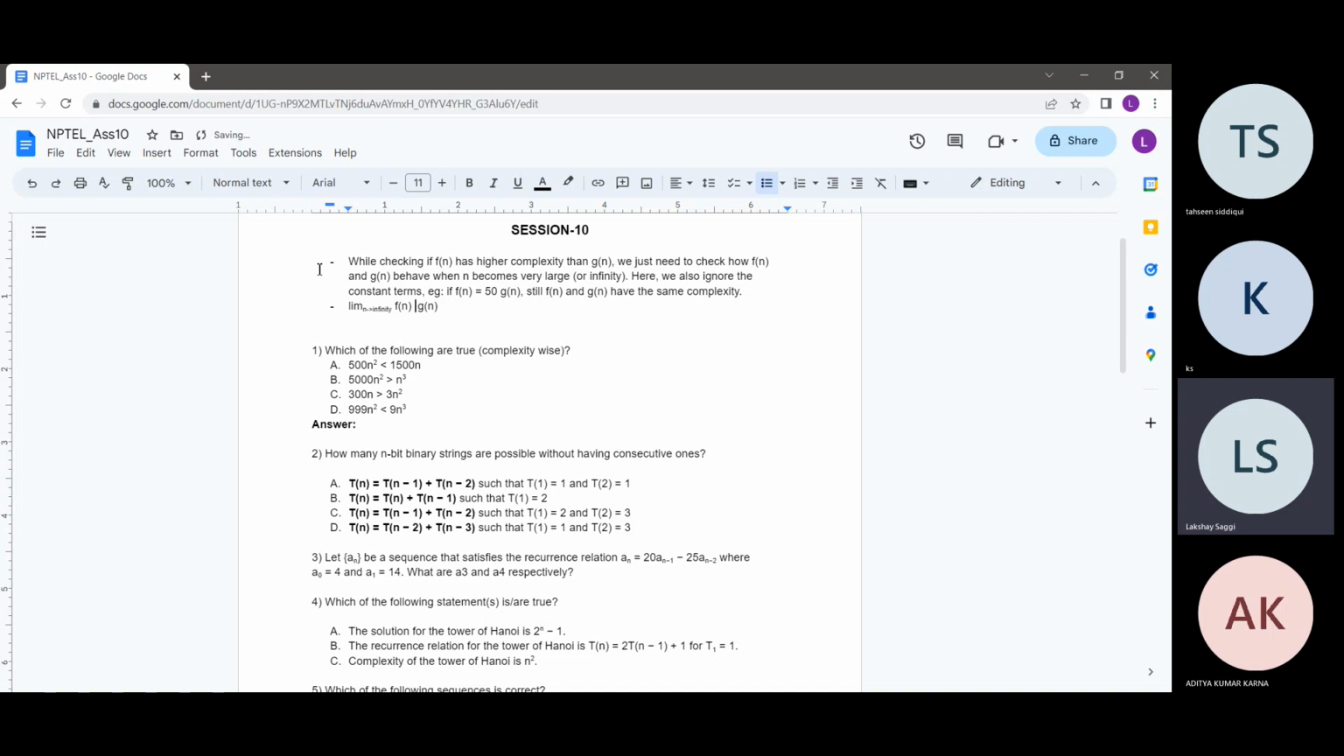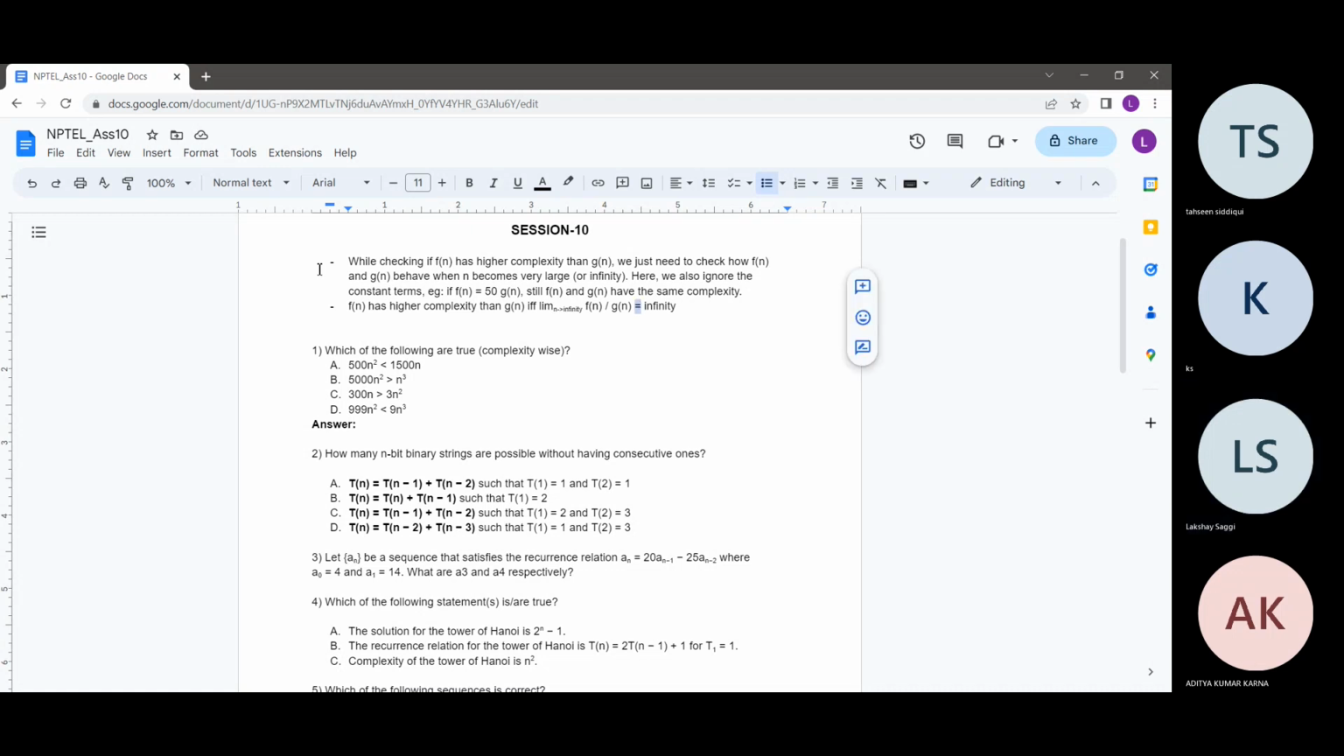Okay, f(n) by g(n) is infinity. So let's just say, I'm saying when does a function f(n) have higher complexity than g(n)? If a function f(n) has higher complexity than another function g(n), then if and only if the limit of f(n) by g(n) is infinity. Or maybe "equals to" is a bad term.